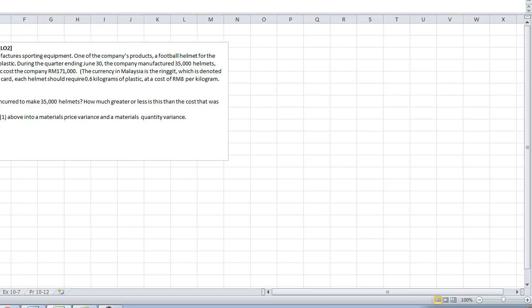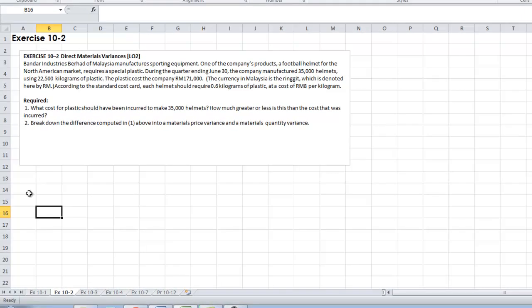Required. 1. What cost for the plastic should have been incurred to make 35,000 helmets? How much greater or less than is the cost that was actually incurred? Break down the differences computed into a material price variance and a materials quantity variance.